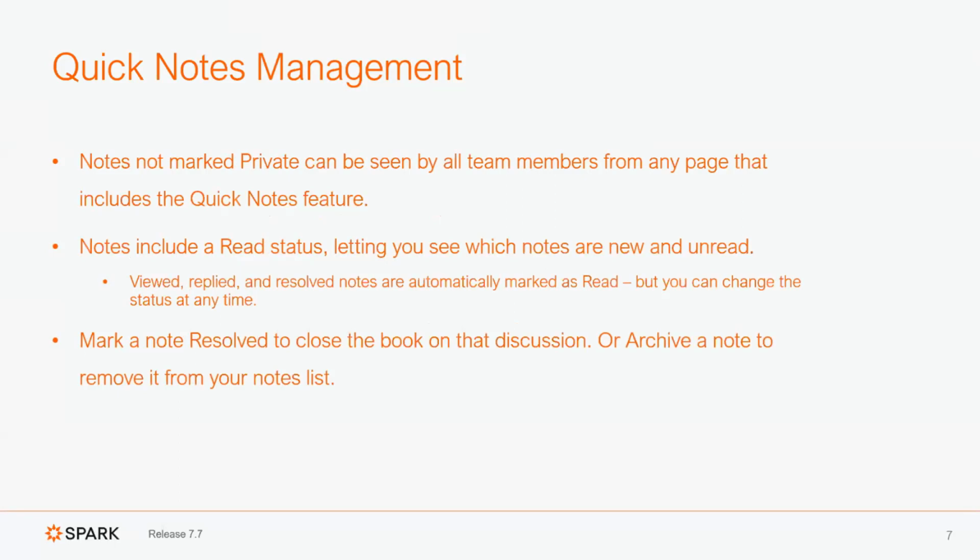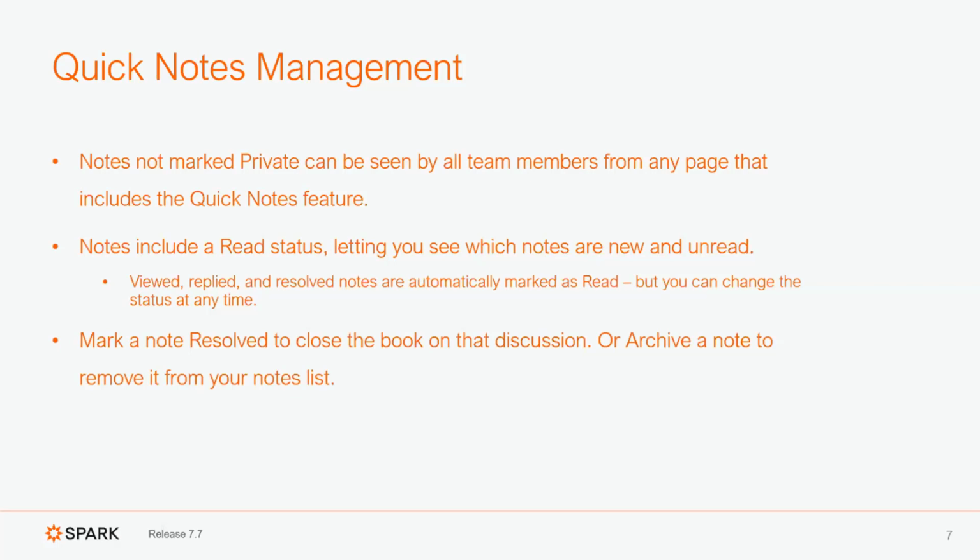This is very similar to what you've seen with like email as well. So you can see if a note is unread. Obviously, you haven't opened it, maybe it's new, but then anytime you view, reply, resolve the note, it will automatically be marked as read. And then you have control over that. You can manually change the status between read and unread at any time. So if you want to use it as kind of a to-do list, that's one way you could do that.